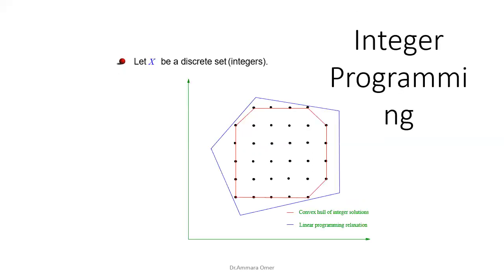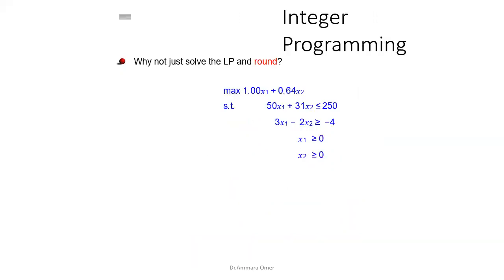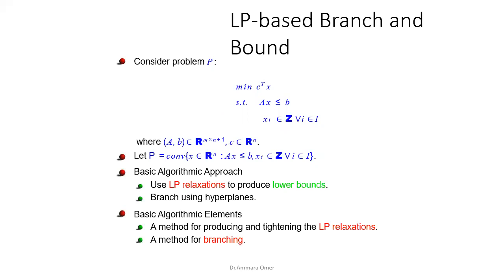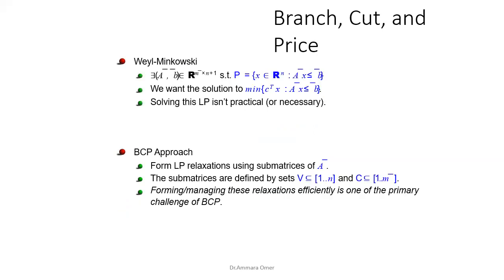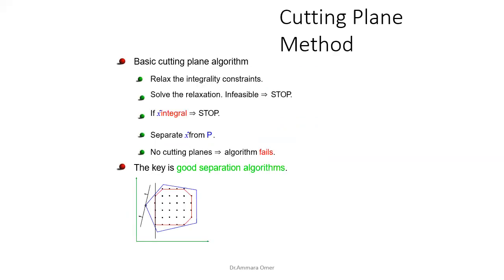In integer programming, for the convex hull of integer solutions, we have to find the linear programming relaxation, and the variables x are a discrete set of integers. Here is an example of integer programming: the linear programming based branch and bound. Here the problem is one of minimization subject to the given constraints, where a, b belong to real numbers. The basic algorithm approach uses linear programming relaxation to produce lower bounds and branches using hyperplanes. The basic algorithm elements are given.